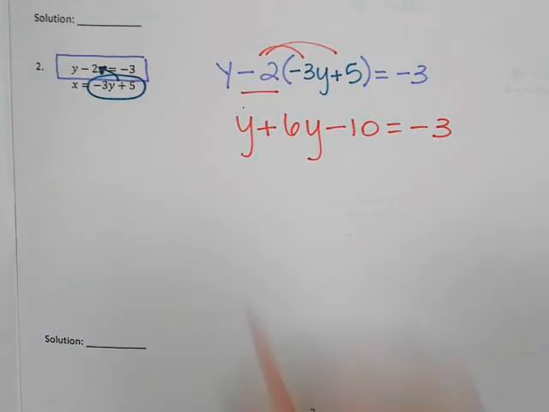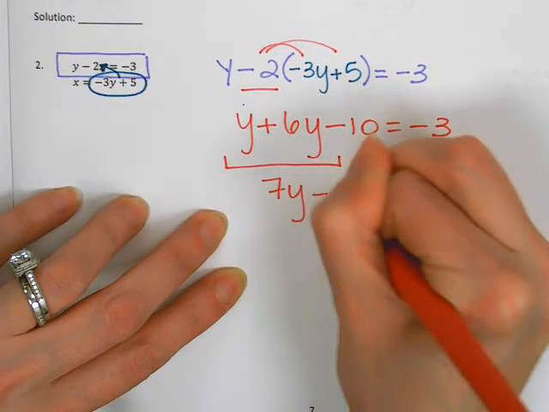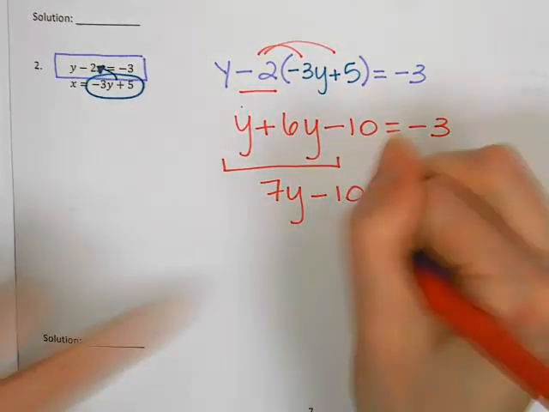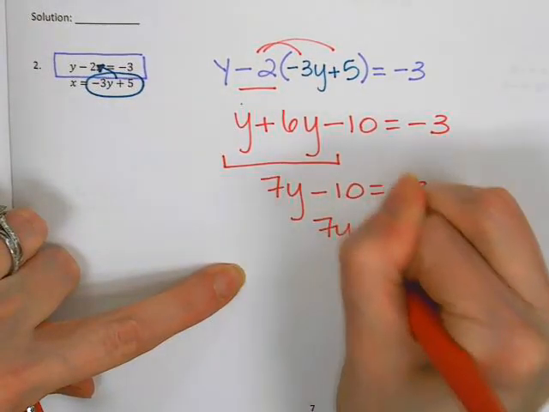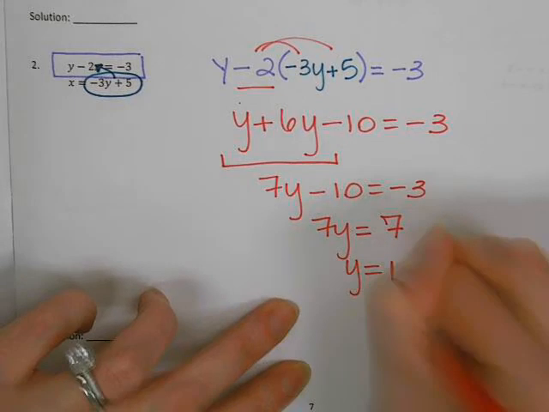And then combine like terms. 1y plus 6y is 7y minus 10 equals negative 3. And then add the 10 over. You get 7y equals 7. And then divide by 7, and y is 1.